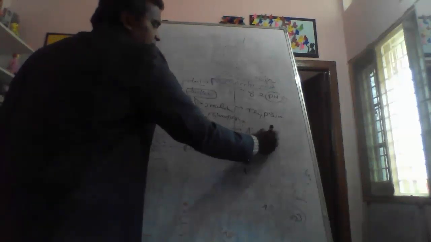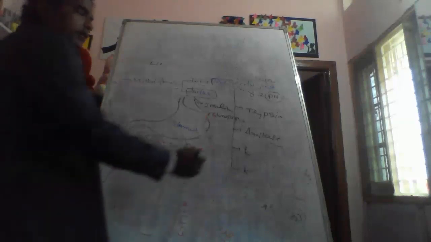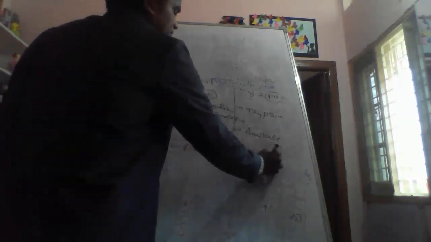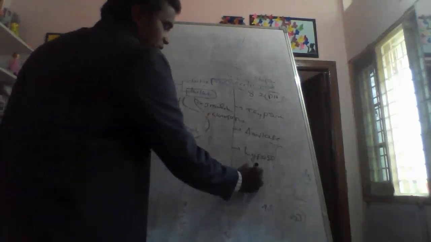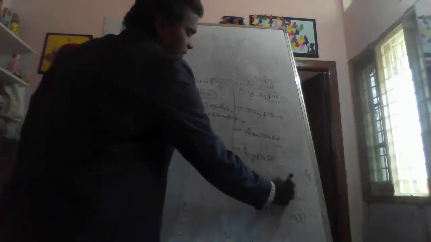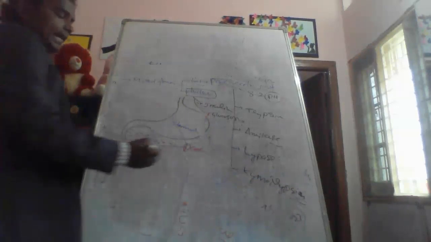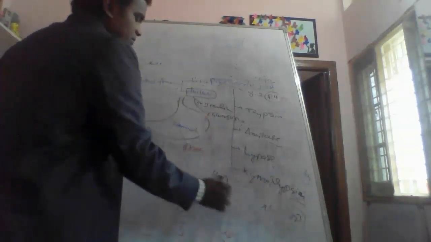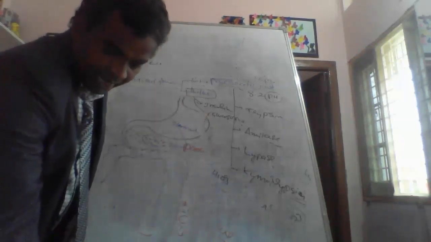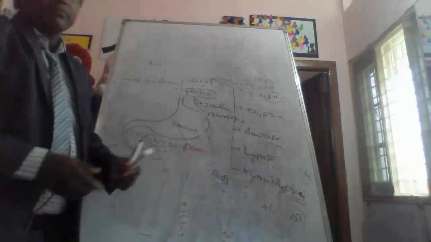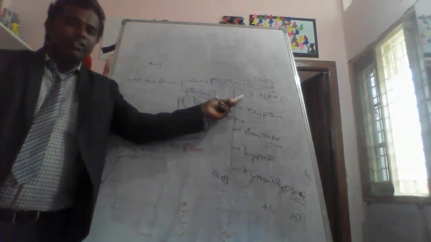Next one, amylase, pancreatic amylase. Third one, lipase. Fourth one, chymotrypsin. These are the enzymes. And bicarbonates are also present in the pancreatic juice. What is the pH value of pancreatic juice?